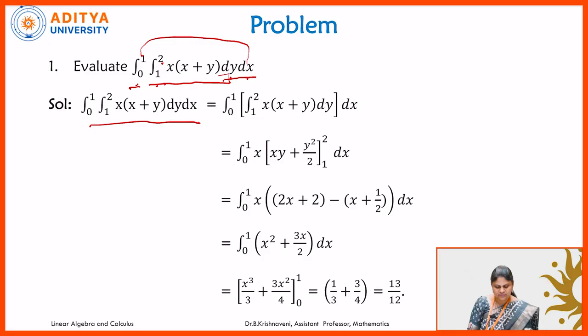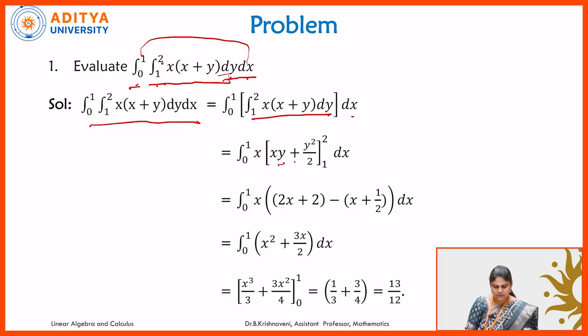This is the given integration, and it can be written as integral 0 to 1, integral 1 to 2, x into x plus y dy, then dx. So let's integrate this with respect to y first between the limits 1 to 2, that is the y limits, which is equal to integral 0 to 1. Since we are integrating with respect to y, x is constant. So the integration of the first term, x into x with respect to y, that is integral dy, is y, plus y integration is y square by 2. The limits are 1 to 2.